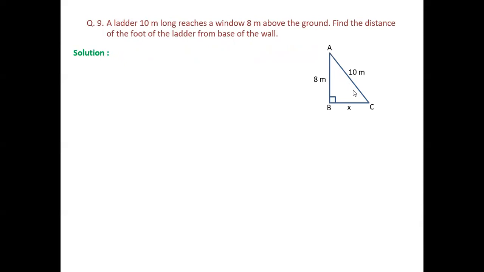A ladder is placed in this. So here, the length of the ladder is given 10 meters, and the distance of the window from the ground is 8 meters. You have to find the distance of the foot of the ladder from the wall, the base of the wall. This distance you have to find. So this being a right angle triangle, we use Pythagoras theorem right away. So in triangle, AC square is equal to AB square plus BC square. So put the values. This is by Pythagoras theorem. 10 square is equal to 8 square plus x square.